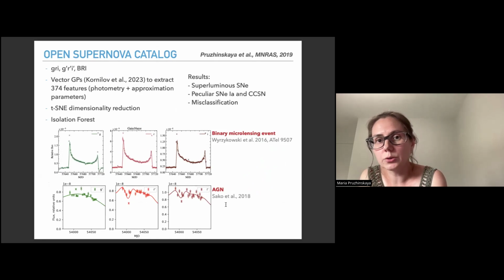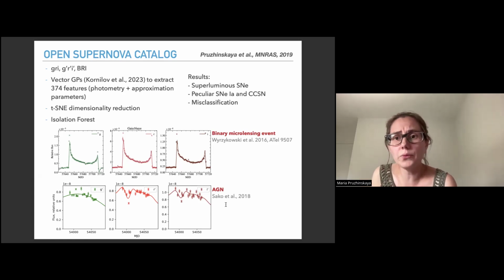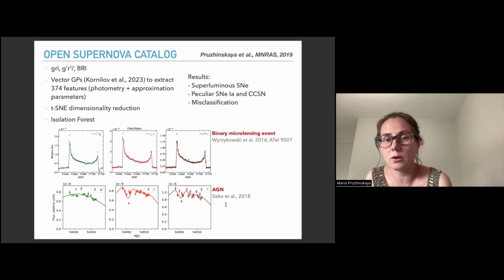Now I'd like to share some of our results, also using this active anomaly detection approach, but this one a little bit later. So the first results I'd like to share are actually from our first work. So our first attempt to search for anomalies using light curves from the Open Supernova catalog. So it was really a first try.